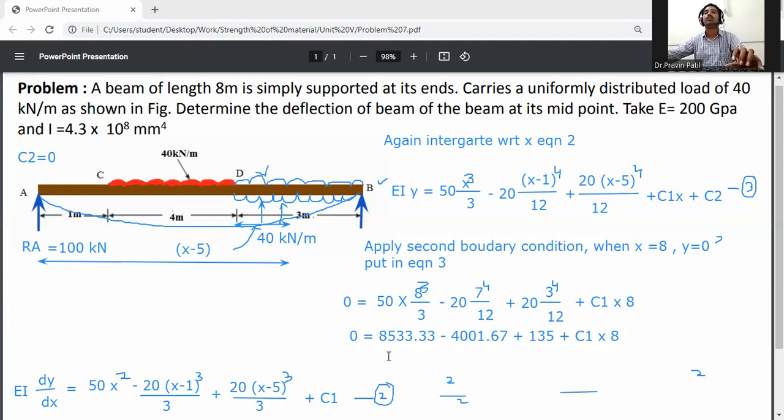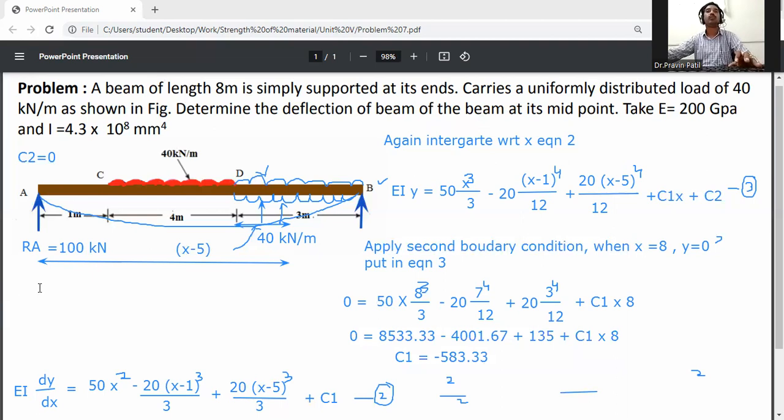From this relation we get the c1 value. c1 is equal to 8533.33 minus 4001.67 plus 135 divided by 8, so it will be minus 583.33. That is the c1 value.